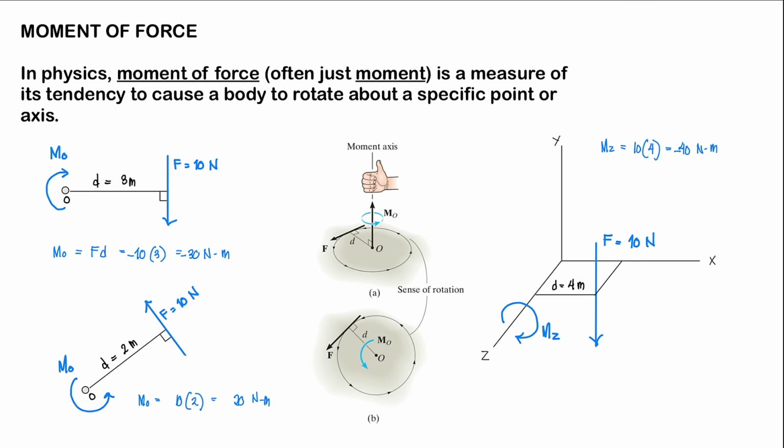All right. So if we want to solve for the moment along the z-axis, we're just going to multiply the perpendicular distance, d, which is 4 meters, times the force, which is 10 newtons. So we have here negative 10 times 4, or negative 40 newton meters. All right. Just as a reminder, these signs, be it negative moments or positive moments, just indicate the direction of a rotation.